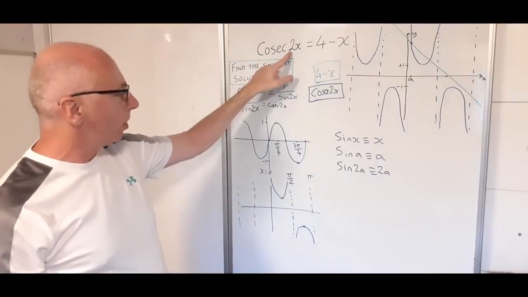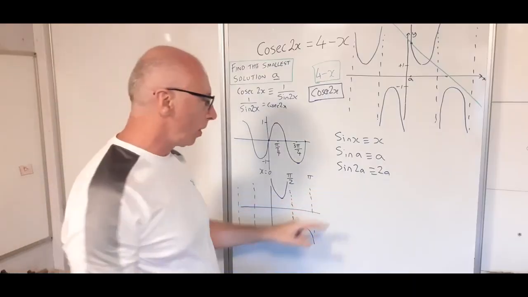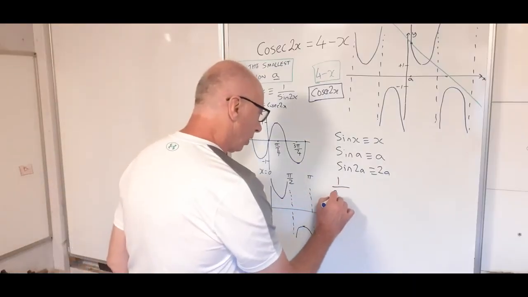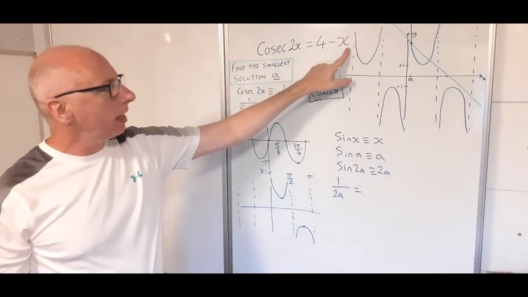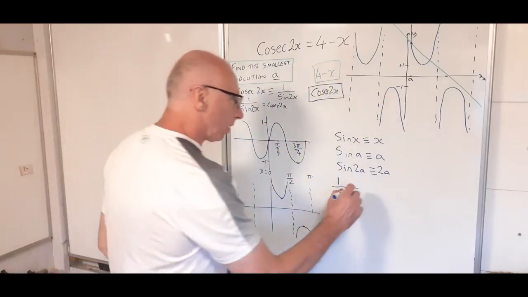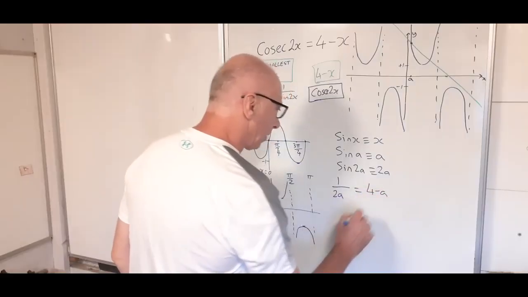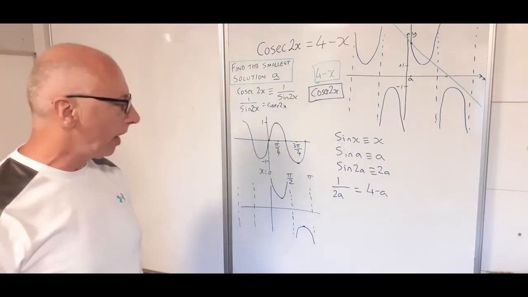That's using the small angle theorem. But I've got cosec 2x, which is 1 over sine 2x. So basically I've got 1 over 2A. So 1 over 2A is equivalent to 4 minus x. Now I've changed my variable for x, I want to use A. So that's equivalent to 4 minus A. So now all I've got to do is solve for A, and I've got my small value.